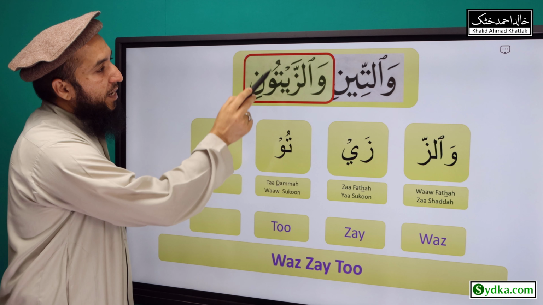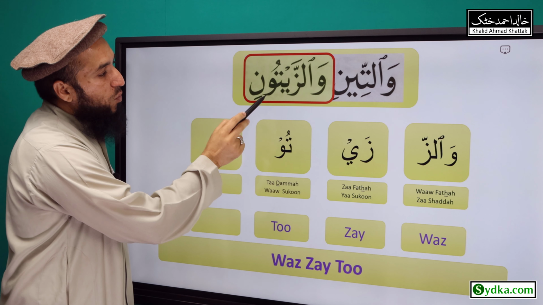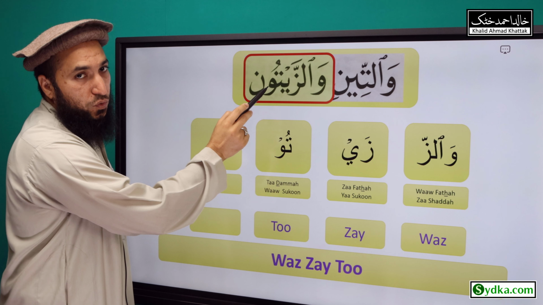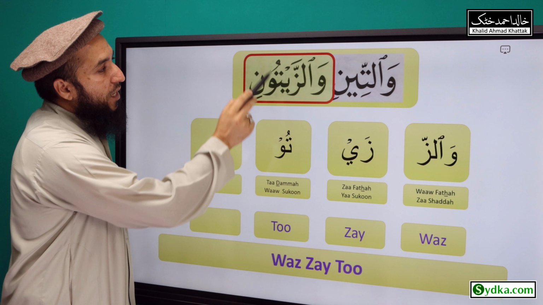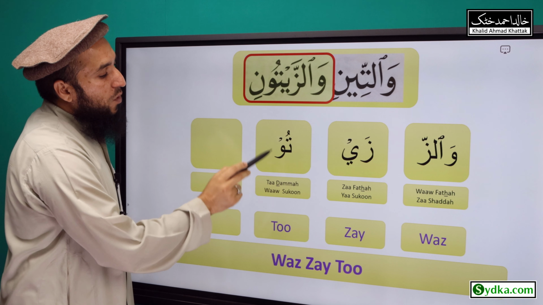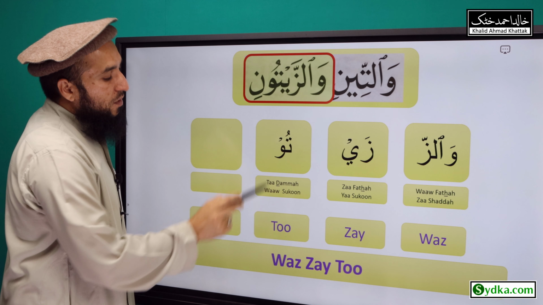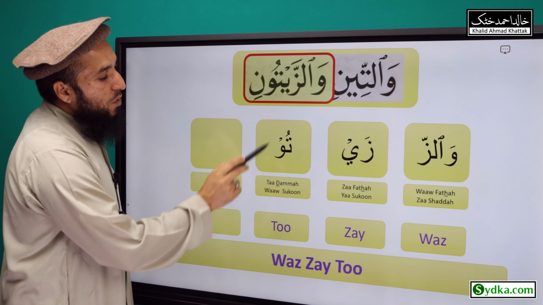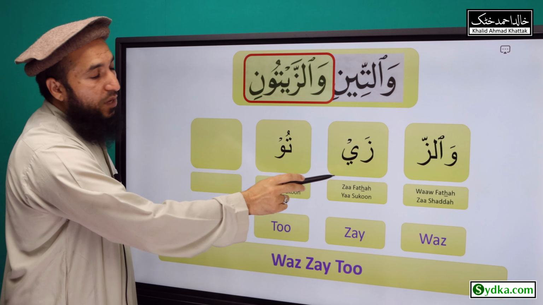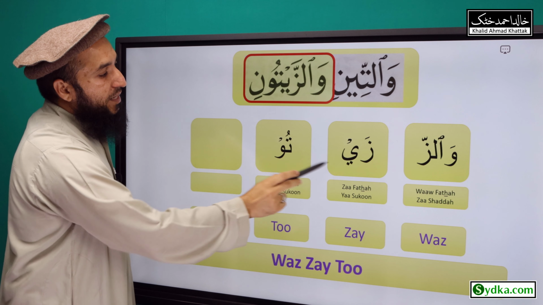The third syllable we have is ta dhamma waw sakoon tu. Ta is a light letter, it has dhamma on top of it, it is followed by waw. Waw has a hidden sukoon, and this syllable is prolonged for two counts. Ta dhamma waw sakoon tu. Combining these three syllables together, we have wazzaytu.